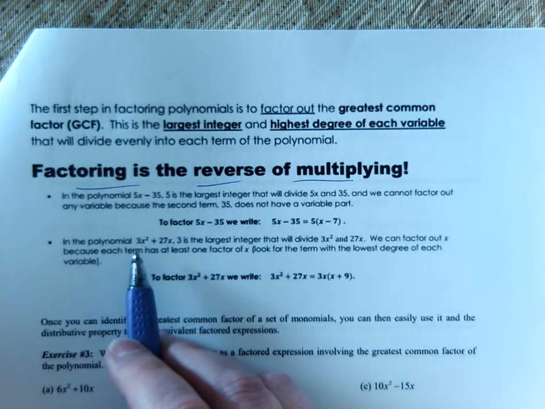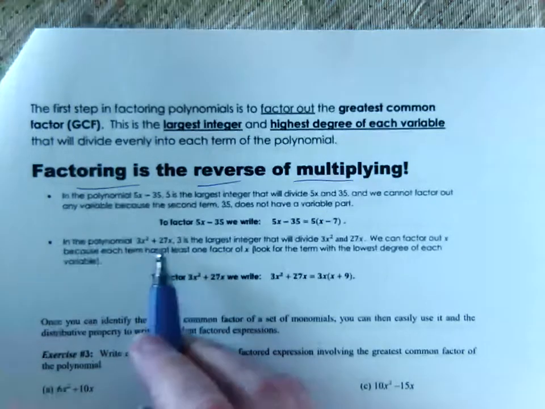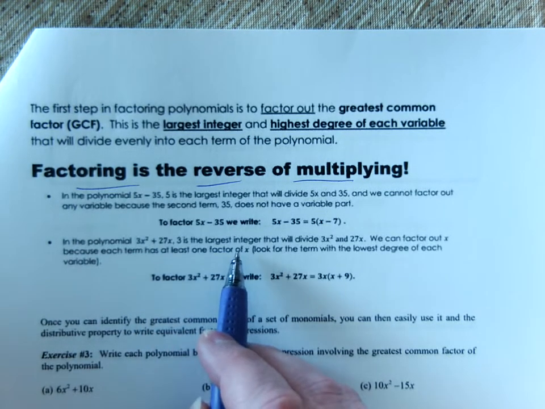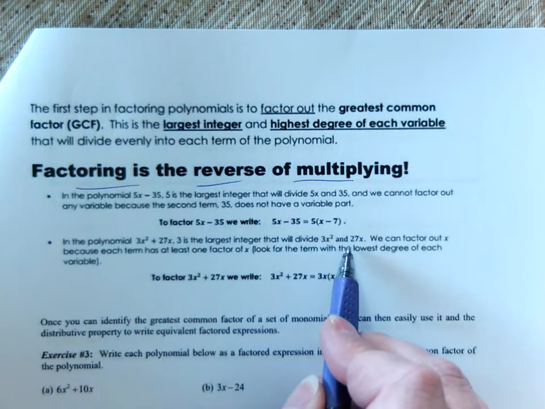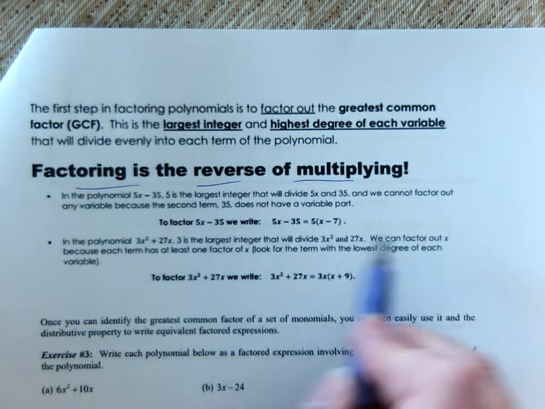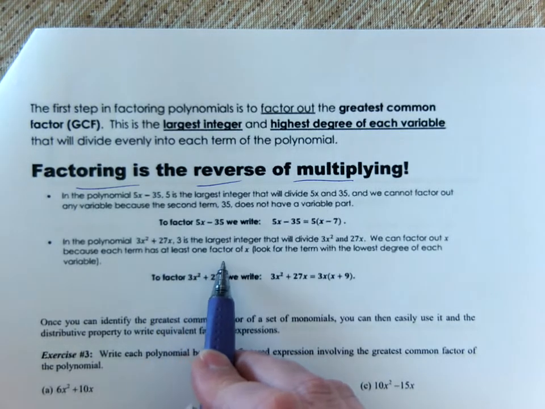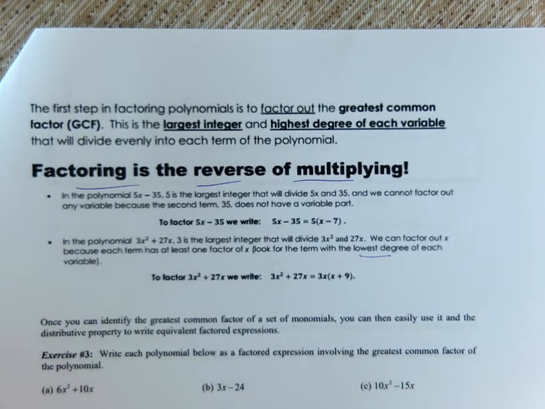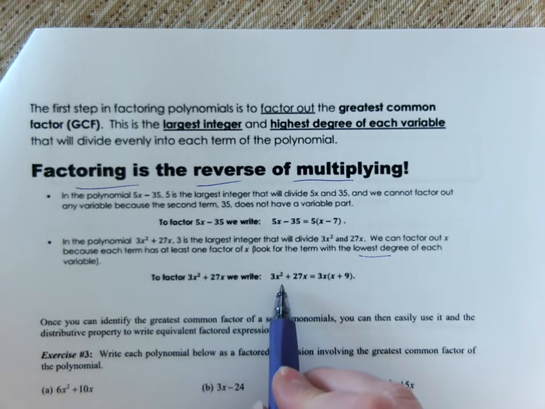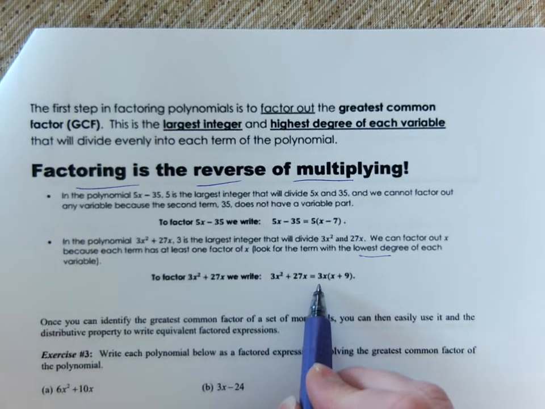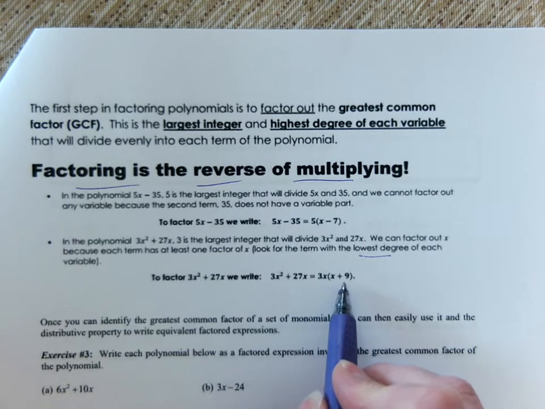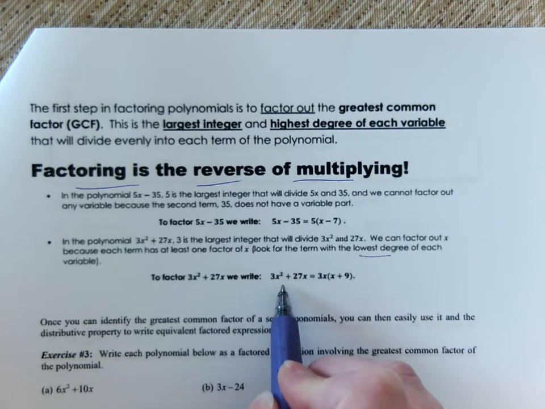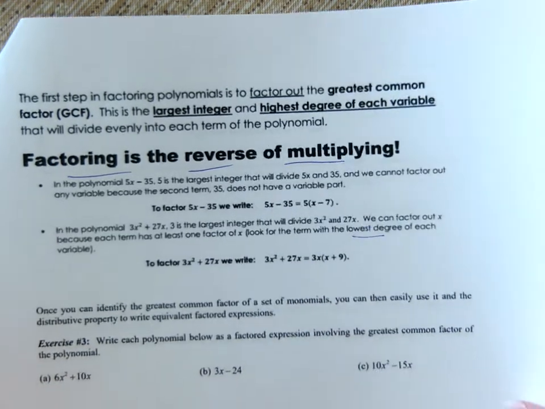In the polynomial 3x squared plus 27x, 3 is the largest integer that will divide 3x squared and 27x. We can factor out x because each term has at least one factor of x. Look for the term with the lowest degree of each variable. So to factor 3x squared plus 27x, we write 3x squared plus 27x equals 3x, and then in parentheses x plus 9, because this is what it would look like before we distribute to get this product. So we're going to practice that.